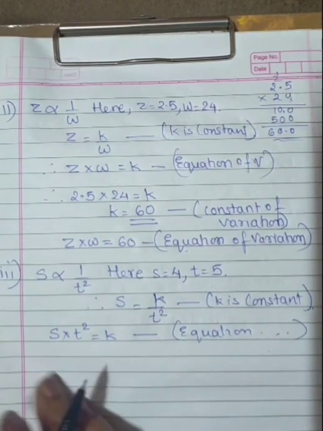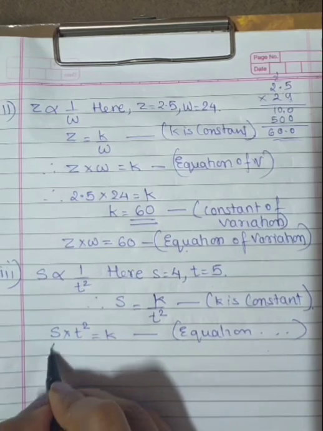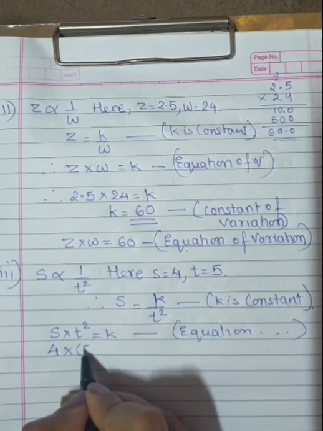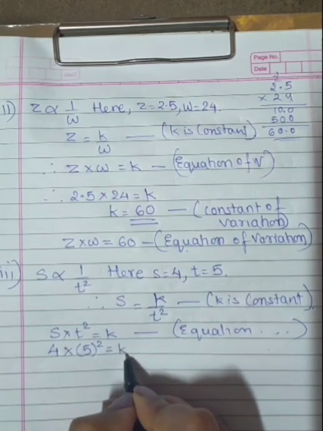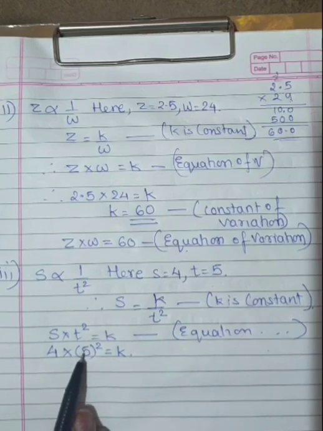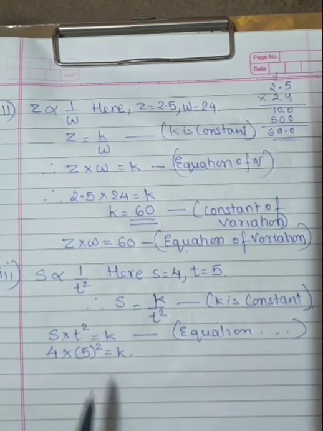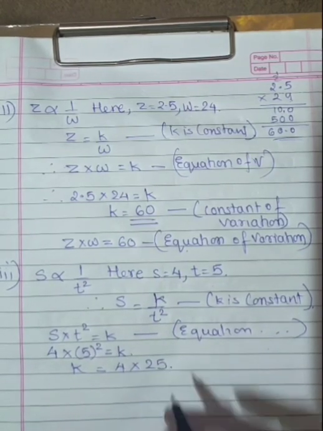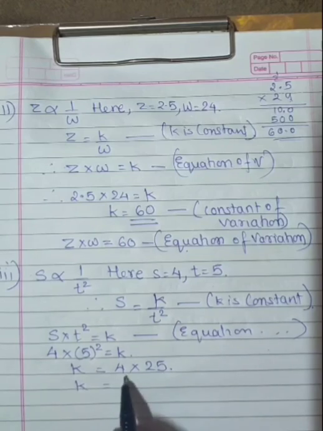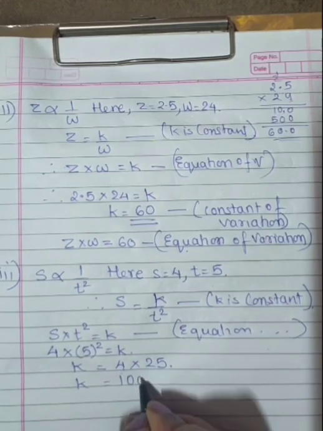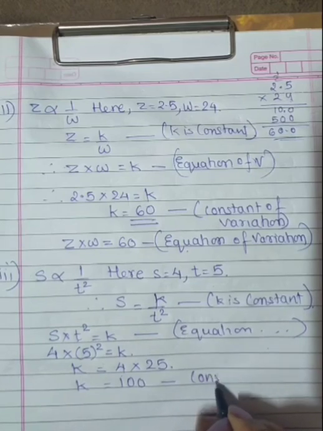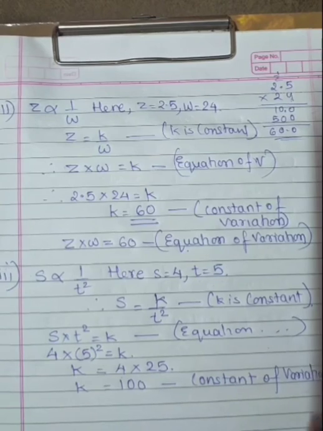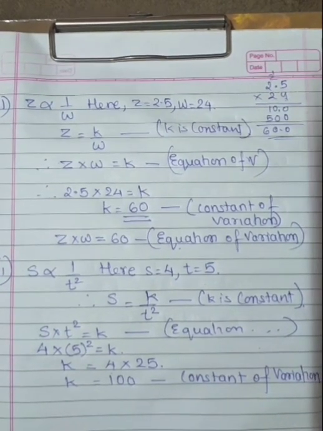Now second, we'll take what is given. S is 4 multiplied by T square is given, so 5 square equal to K. Now here 5 square will become 25, so K is equal to 4 multiplied by 25, and after multiplying 25 with 4 we will get 100. So it's the constant of variation.